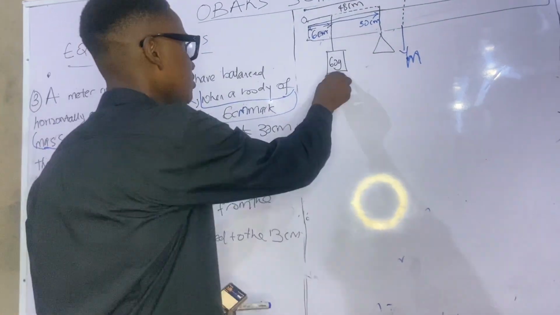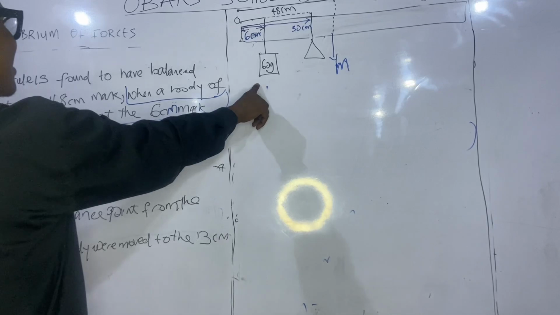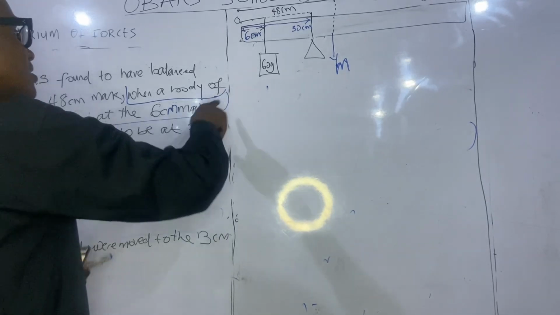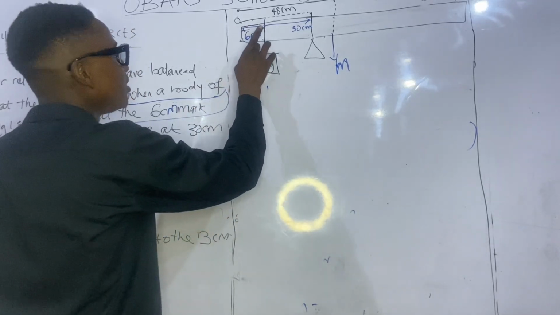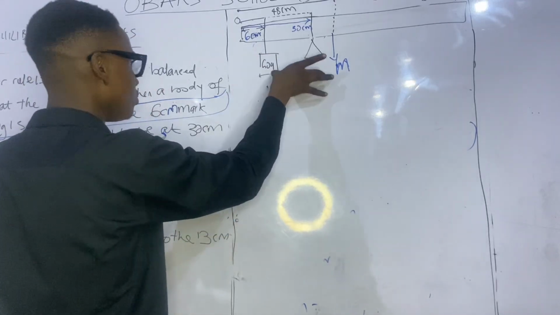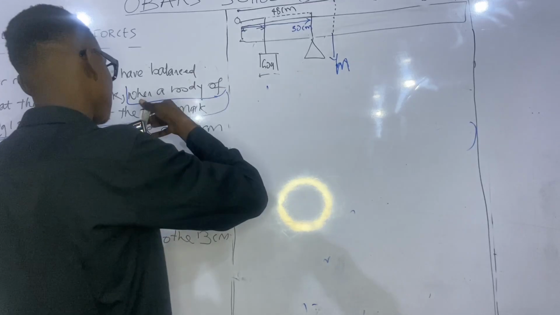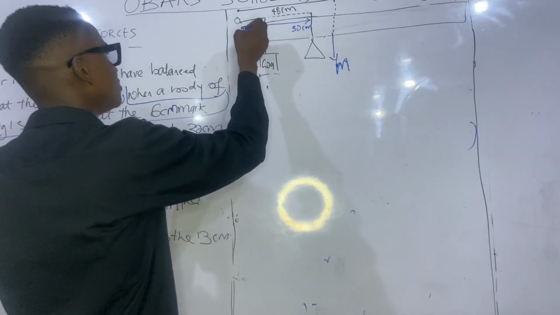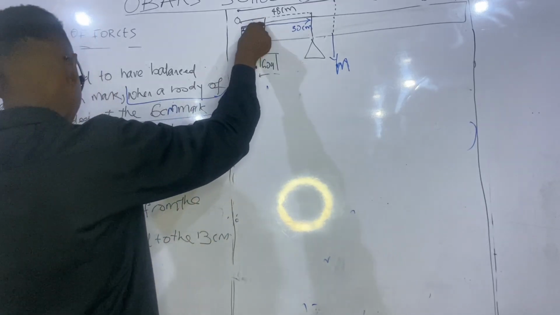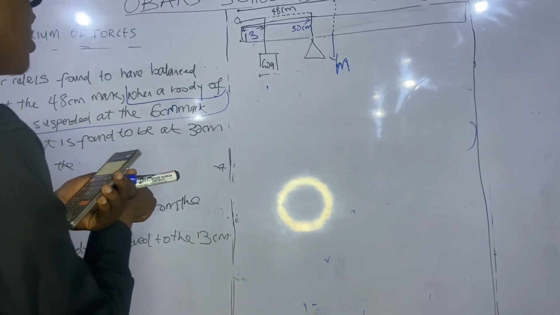If this body was moved to this 13 centimeter mark, that means the distance from year to year was now changed to 13. That means we moved it forward. So no use drawing a new diagram. Just change this distance to 13. So if year to year is now 13, we should find the balance point from the zero end.